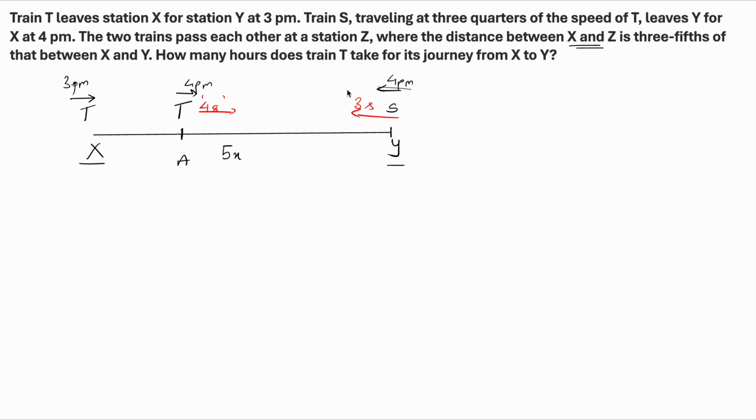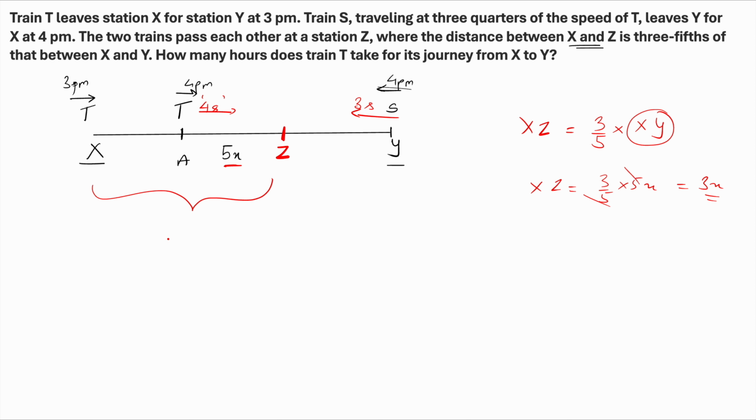The two trains pass each other at a station Z where the distance between X and Z is 3/5 of the distance between X and Y. So these two meet at a point Z. Now the length XZ is 3/5 of the length of XY as per the question. But XY we have assumed as 5x in the beginning. So XZ is 3/5 of 5x, and with the 5 and 5 cancelling, XZ is nothing but 3x.